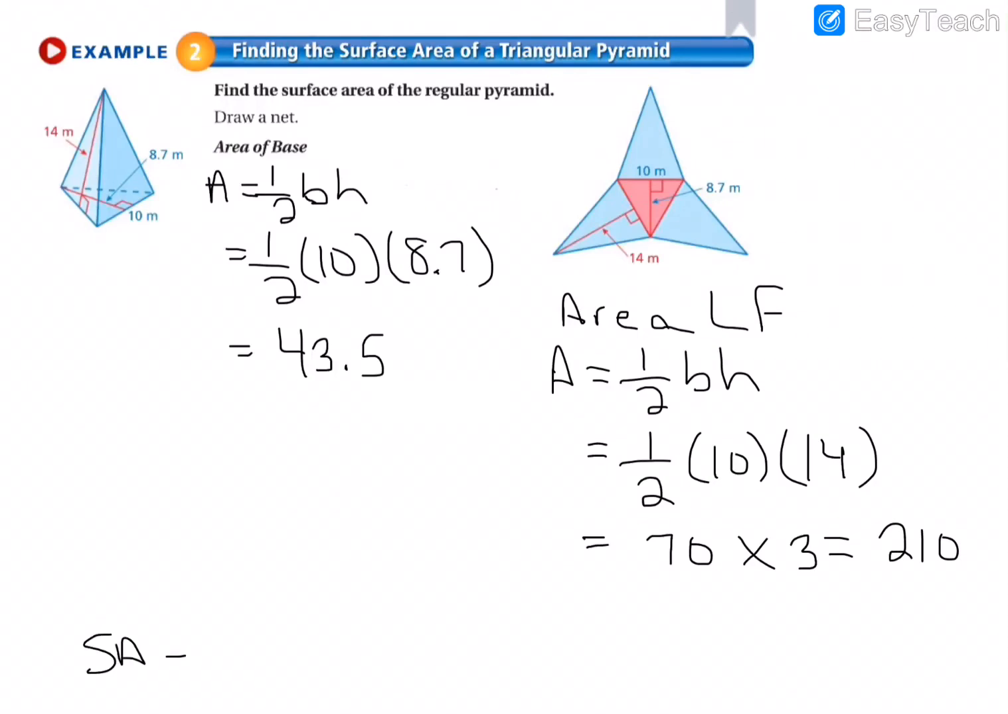My surface area is 43.5 plus 210 equals 253.5 meters squared.